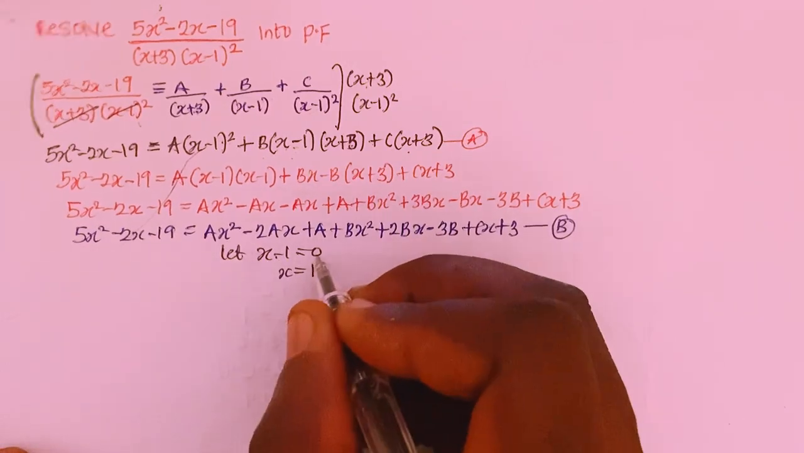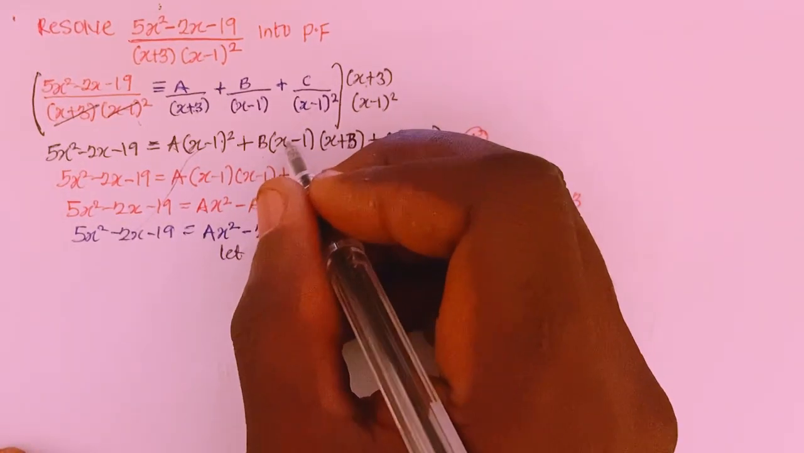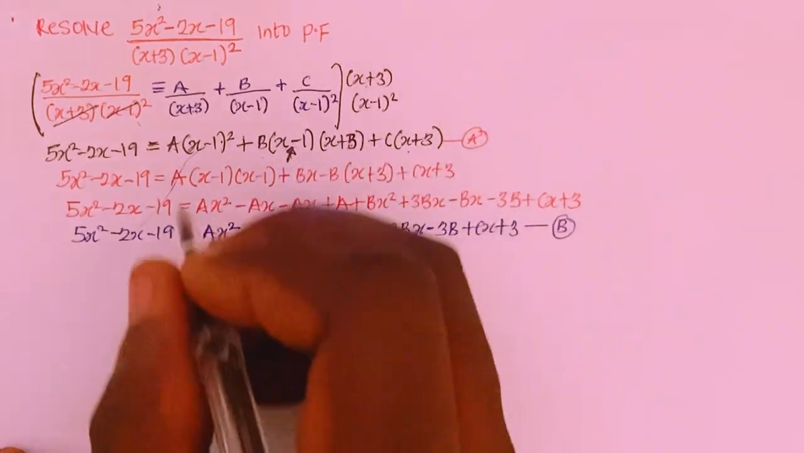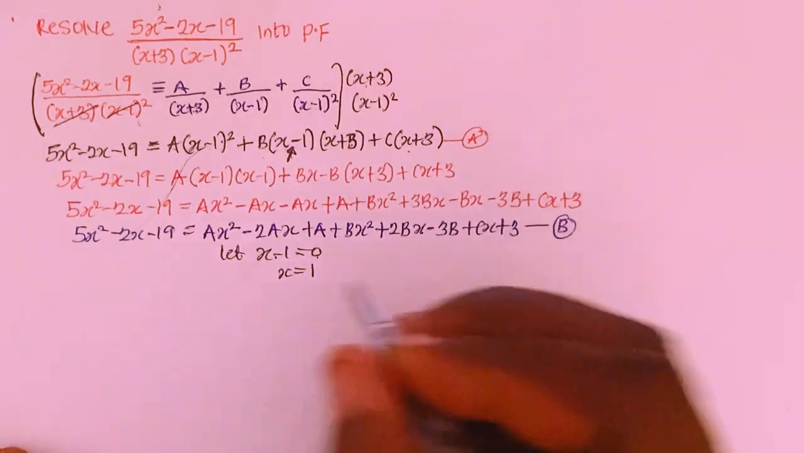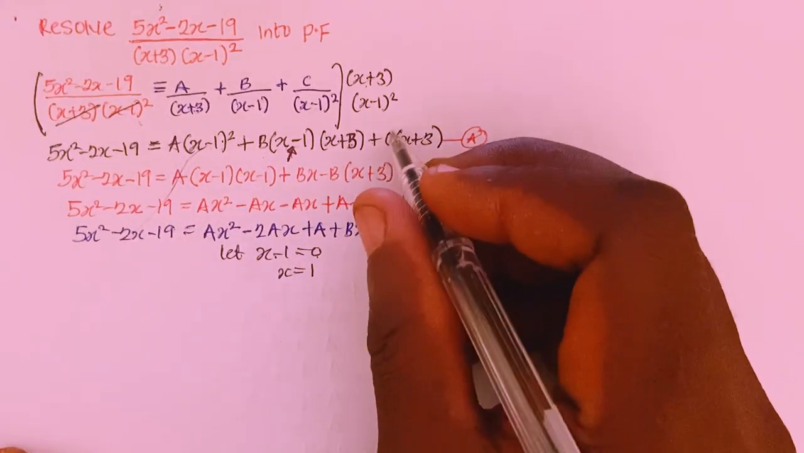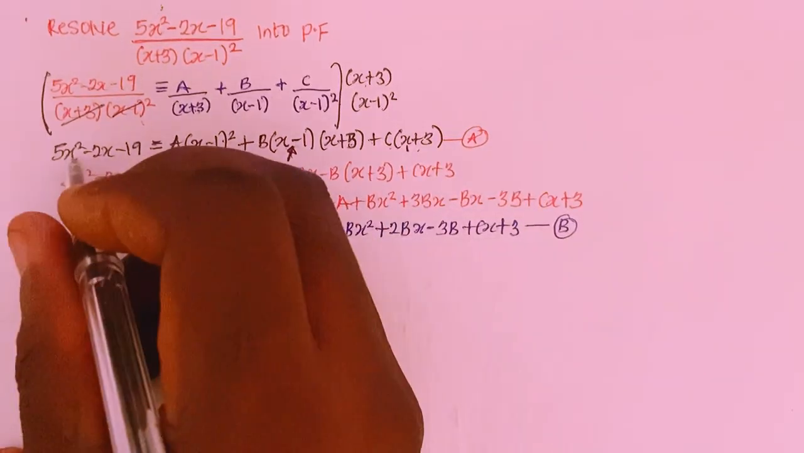If x minus 1 is equal to 0, this side will be equal to 0, because 0 multiplied by B is 0. If I put 0 here, x minus 1 which is 0, 0 squared is 0, A multiplied by 0 is 0. Then I'll come back here. This is C into bracket x plus 3. If I put 1 here, that's actually 4C. So I'm going to put my 1 on this side.